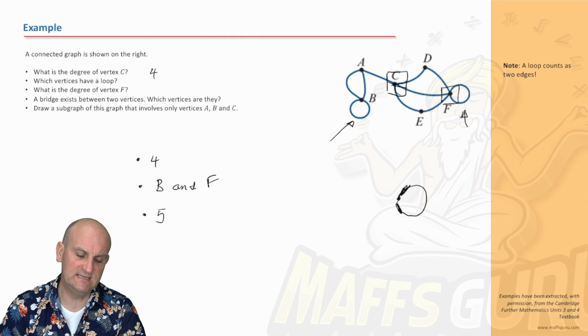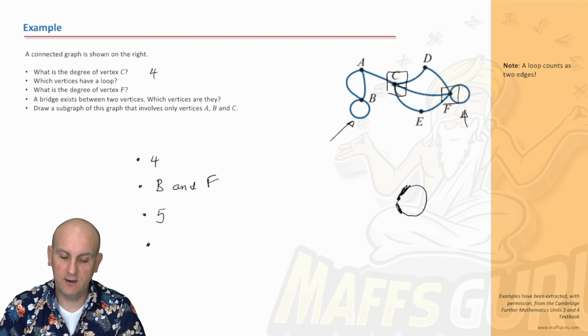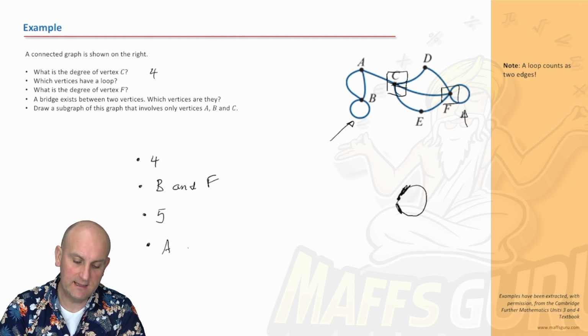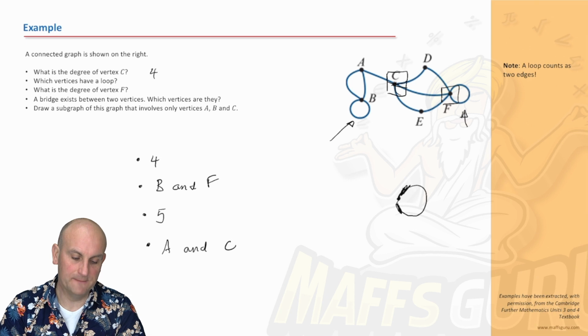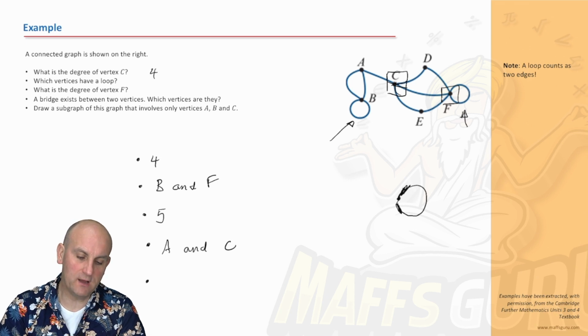A bridge exists between two vertices. Can you see the bridge? I know my scribbles are a little bit all over the place, but it's between A and C. Draw a subgraph of this graph.